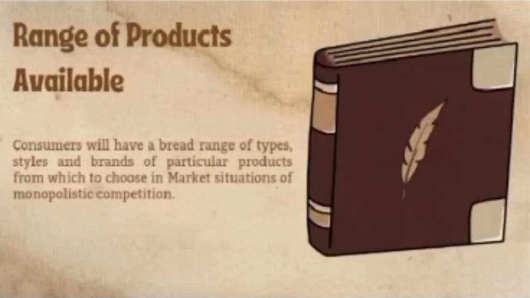And lastly, the range of products available. Consumers will have a broad range of types, styles, and brands of a particular product from which to choose. This is the market situation of monopolistic competition. For example, a company may offer a range of hair care products such as shampoo, conditioner, hair mask, and serum.